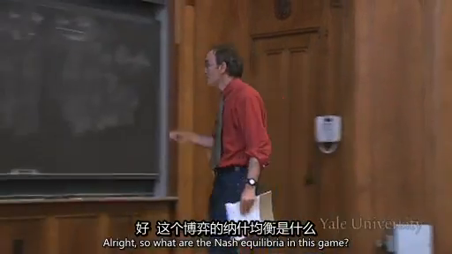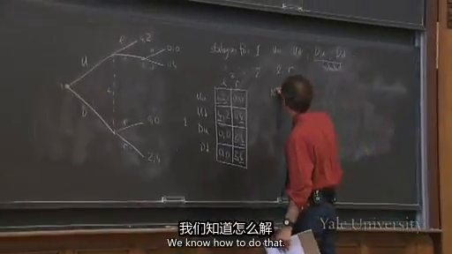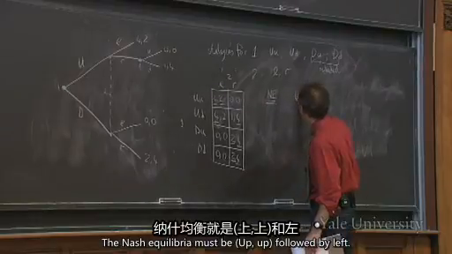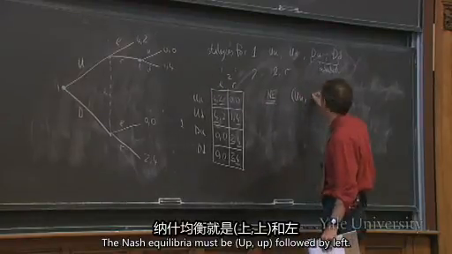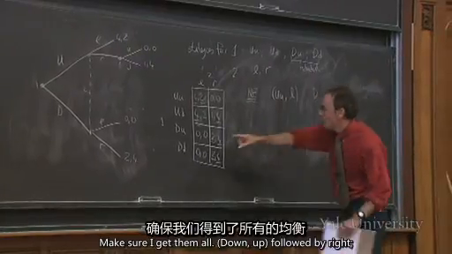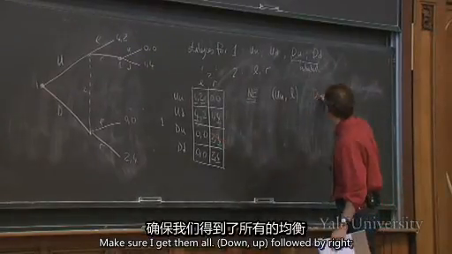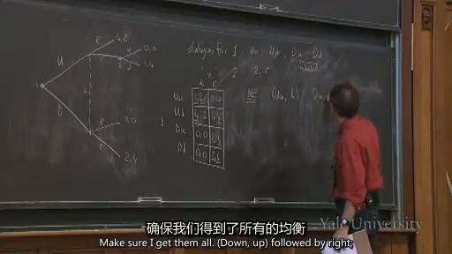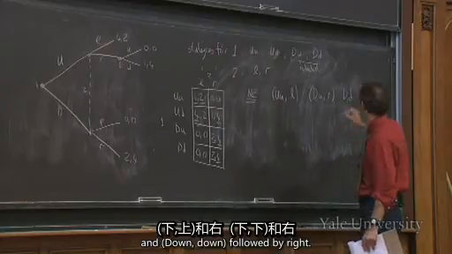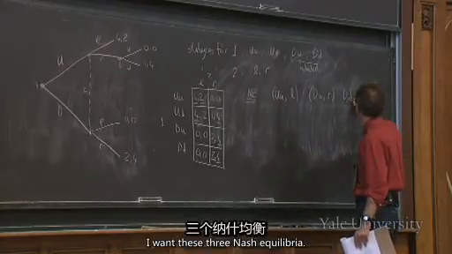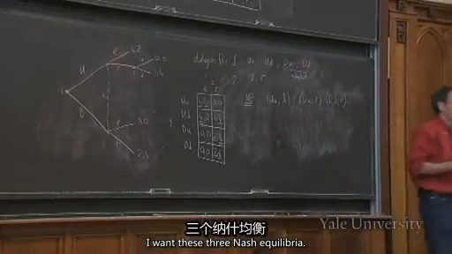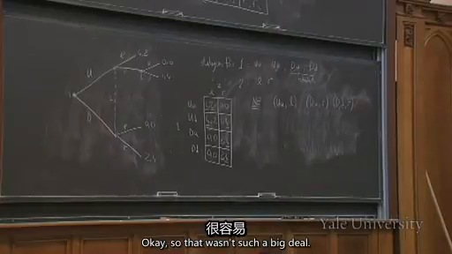All right. So what are the Nash equilibria in this game? We know how to do that. The Nash equilibria must be up, up, followed by left. Try to get them all. Down, up, followed by right. And down, down, followed by right. I want these 3 Nash equilibria. Okay, so that wasn't such a big deal.